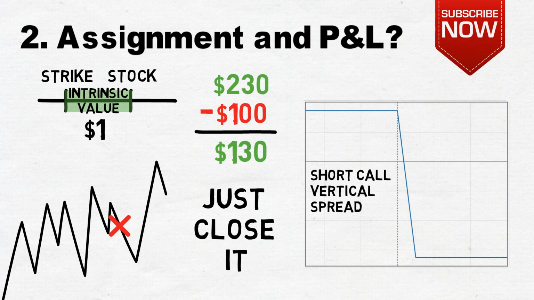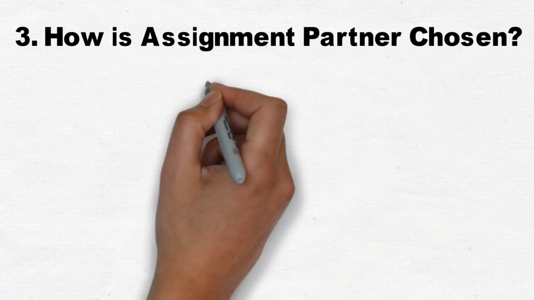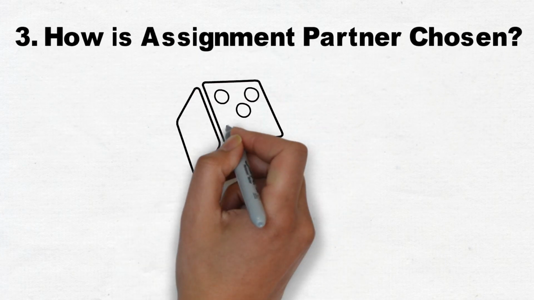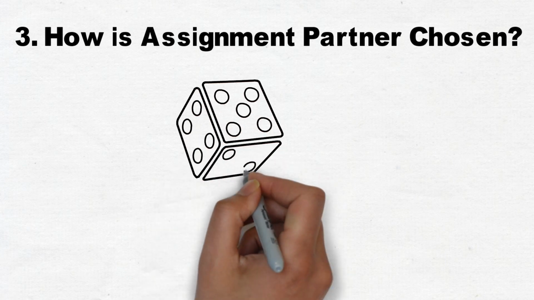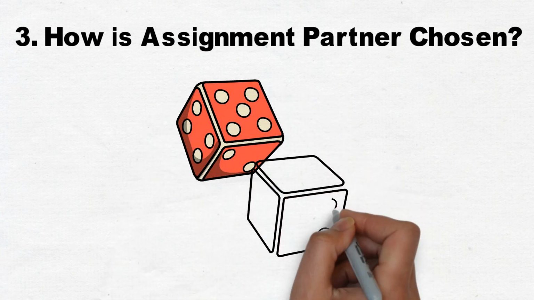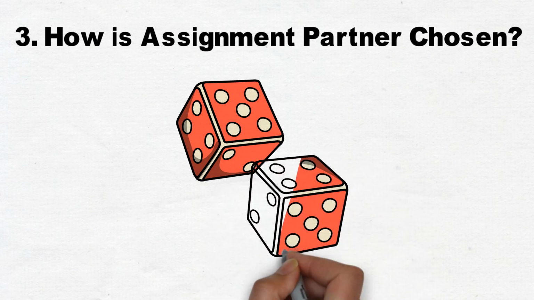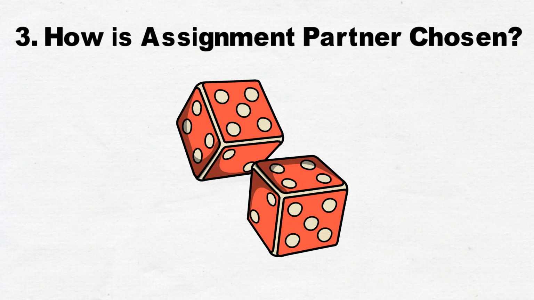Third, when an option holder exercises their option, how is the assignment partner chosen? This is usually a random process. First, the exchange randomly chooses a firm that has accounts with an open short position in that option. Then the firm chooses which of these accounts gets assigned. This choice is typically either random or the account that first sold the option is chosen.